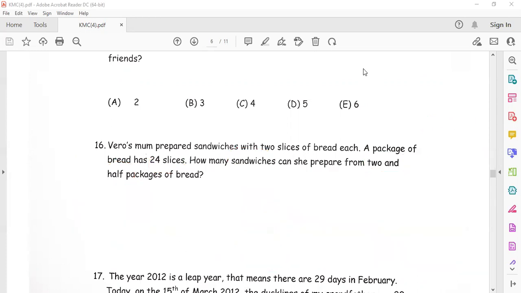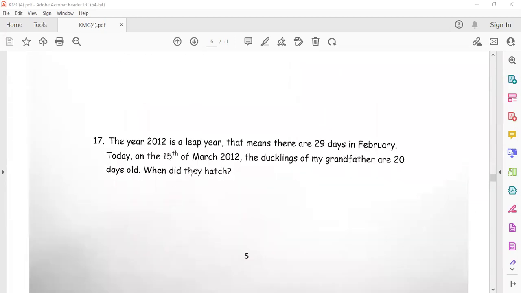Clear? And let's move on. Now, number 17. The year 2012 is a leap year. That means there are 29 days in February. That's what a leap year is. Okay. Today, on the 15th of March 2012, the ducklings of my grandfather are 20 days old when they hatch.